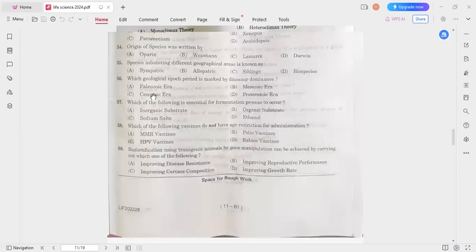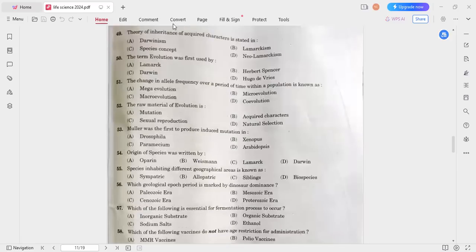Here you can see question number 50: the term evolution was first used by. I said option C, Darwin, is the correct answer. But option B, Herbert Spencer, is the correct answer for question number 50. Sorry for this mistake. I made a mistake on these two questions.